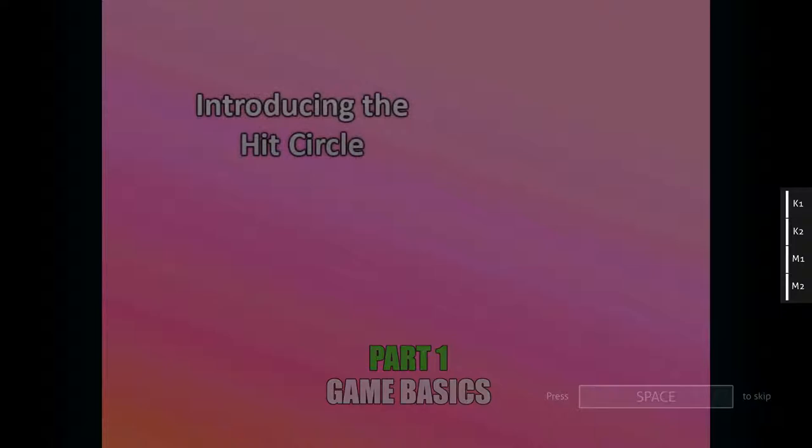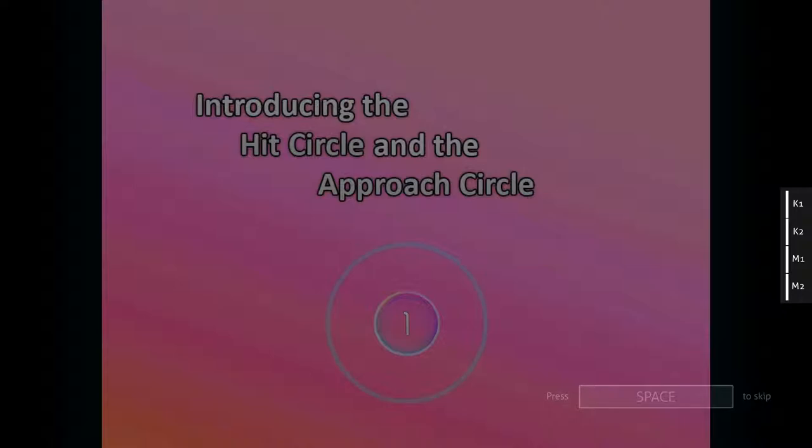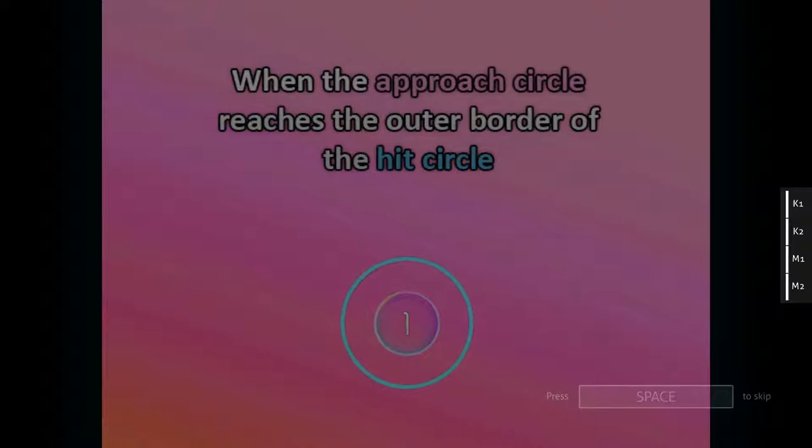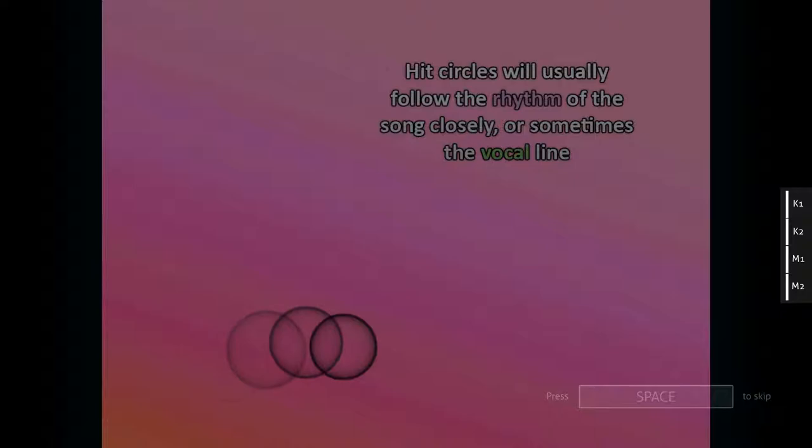Part 1. Game Basics. Introducing the Hit Circle and the Approach Circle. When the Approach Circle reaches the outer border of the Hit Circle, you should click. Hit circles will usually follow the rhythm of the song closely, or sometimes the vocal line.